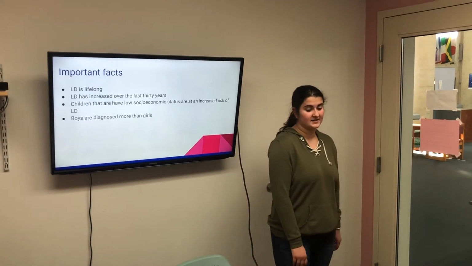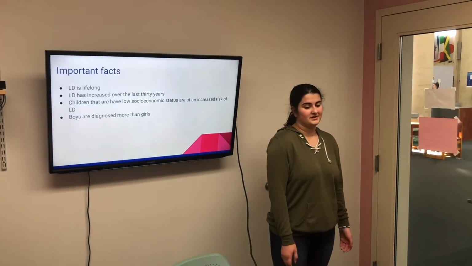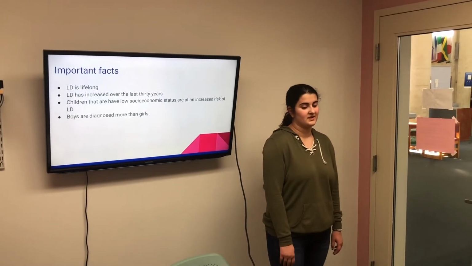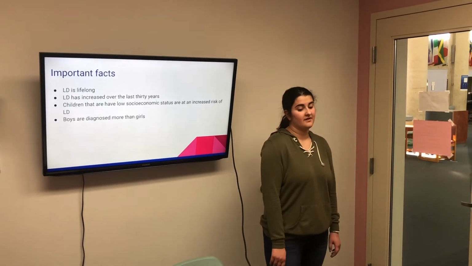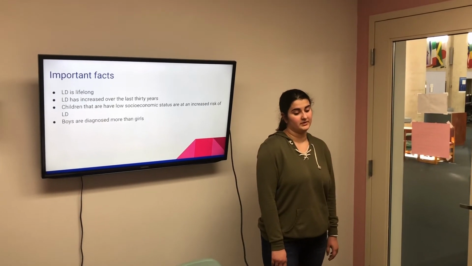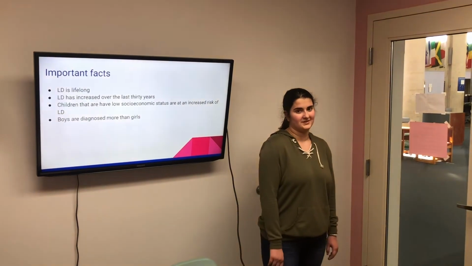Some important facts: learning disorders are lifelong, learning disorders have increased over the last 30 years, and children that have low socioeconomic status are at an increased risk of learning disabilities. Boys are also diagnosed more than girls.